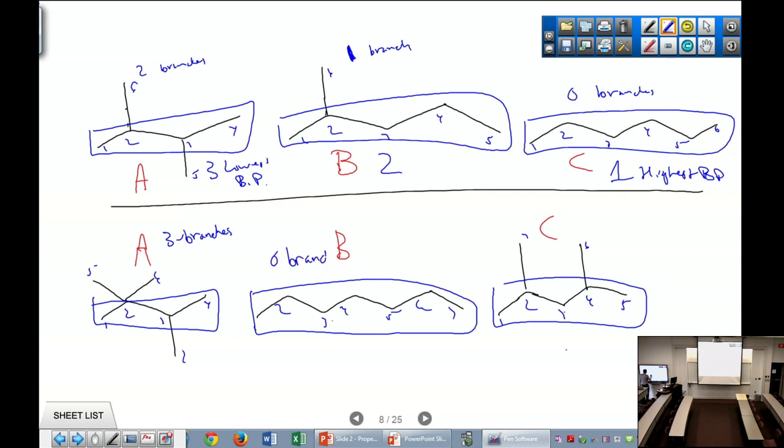So just like before, same number of carbons, you just have to organize them by the number of branches. So this is going to be the highest boiling point, because it has the least branches. Second, and then this will be your lowest boiling point. Fair enough?